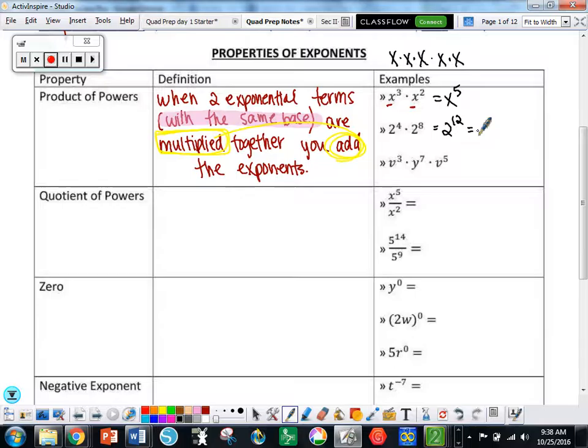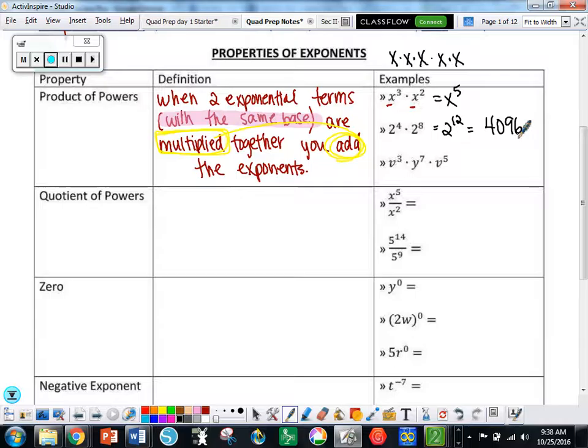2 to the 12th is what? 4,096. Because what does that mean? 2 times 2 is 4, times 2 is 8, times 2 is 16, 32, 64, 128, and so on. It's just going up. So 4,096. Look at the next one.